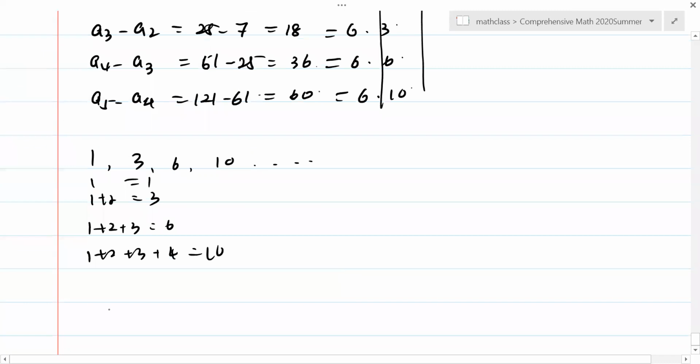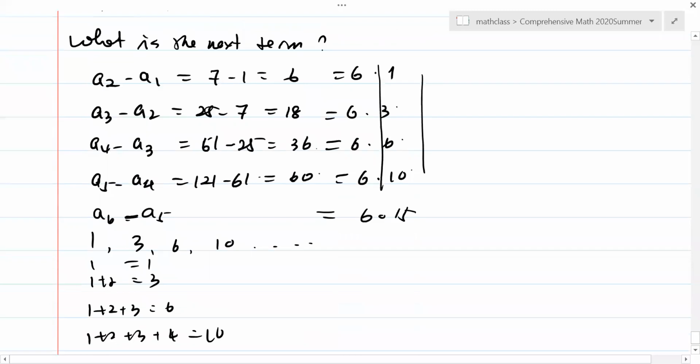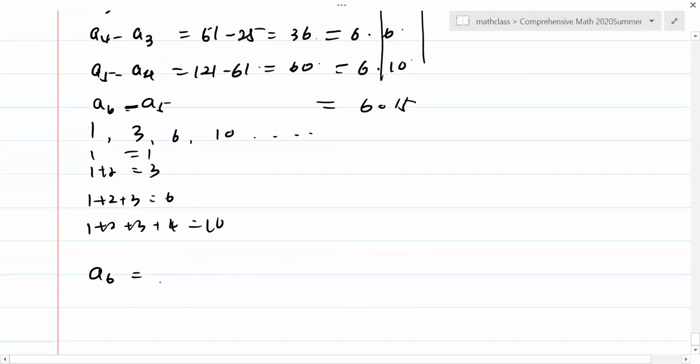Then you will see that the next term here should be 6 times (10 plus 5), right? It's going to be 15. So A6 minus A5 is going to be that. So then A6 is going to be A5, and A5 is going to be 121 plus 6 times 15. Okay, that's how we get it. Then you get the next term.